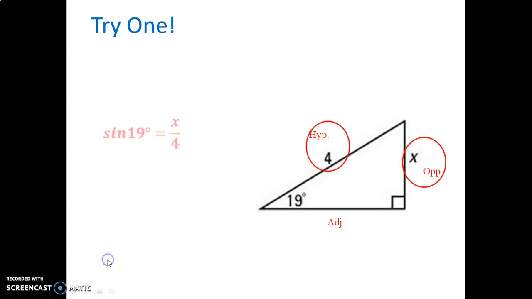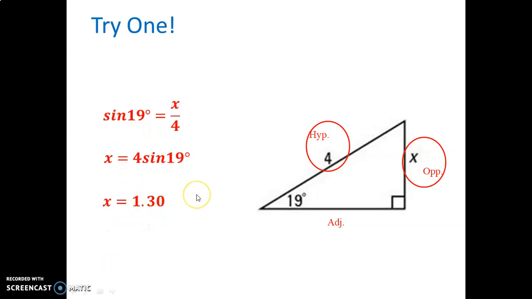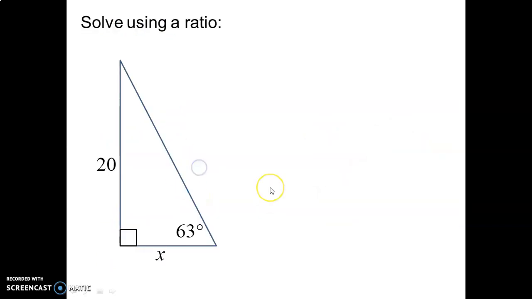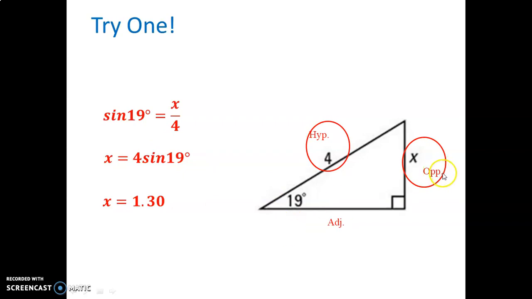And check your work. Very similar to the last one. It was a sine ratio because we had opposite over hypotenuse and we were able to solve for x.